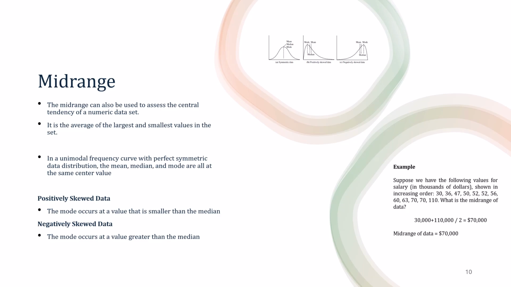The mid-range can also be used to assess the central tendency of a numeric data set. It is the average of the largest and smallest values in the set. In a unimodal frequency curve with a perfectly symmetric data distribution, the mean, median, and mode are all at the same center value. Positively skewed data means the mode occurs at a value that is smaller than the median. Negatively skewed data means the mode occurs at a value greater than the median.